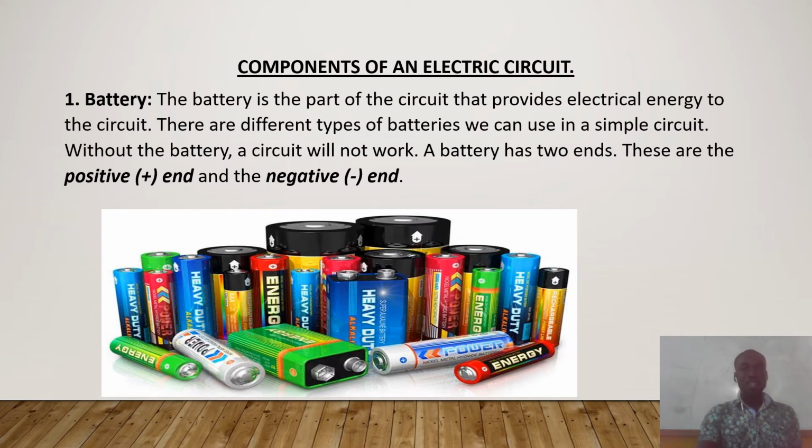One, we have the battery. The battery is the part of the circuit that provides electrical energy to the circuit. There are different types of batteries we can use in a simple circuit. Without a battery, a circuit will not work. A battery has two ends: the positive end and the negative end. You can see some examples of the different types of batteries in the image.